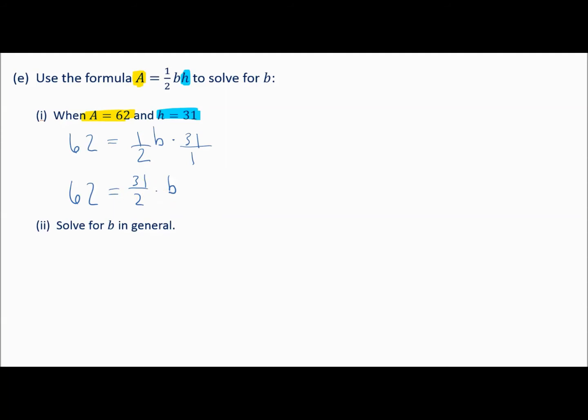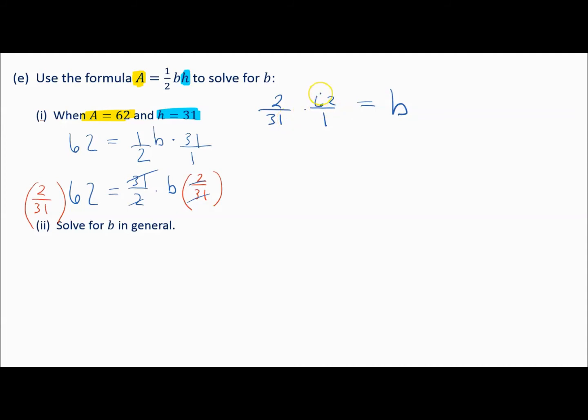What I'm trying to get rid of is the 31 over 2. So to remove 31 over 2, I need to multiply both sides by the reciprocal. So I multiply the right by 2 over 31, and I multiply the left by 2 over 31. I'm going to rewrite that so you can see it. So I have 2 over 31 times 62, remember that's over 1, is equal to, now what do I have on the right? Well, the 31's cancel and the 2's cancel. I'm just left with B, which was the point.